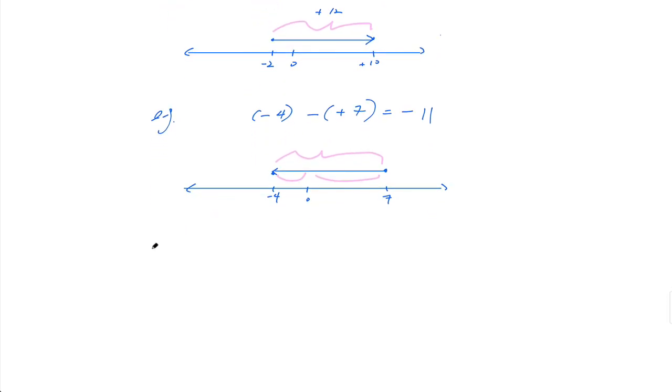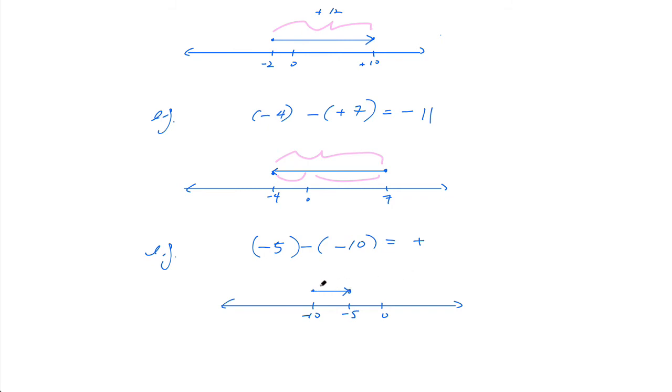Okay, one more. Let's do negative 5 subtract negative 10. That looks very symbolically confusing, but this simply means here's negative 5 and here's negative 10. Here's your head, and this is the tail. So it's got to go like this. Do you see it's going right? So the answer is going to be positive. And the size, do you see it's 5? So it's plus 5.